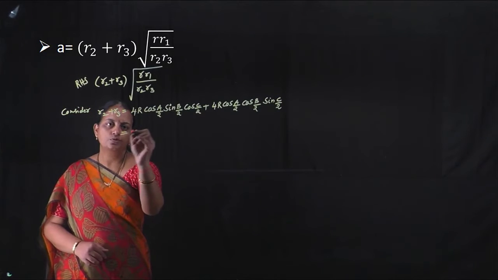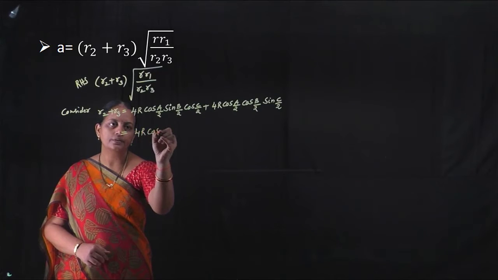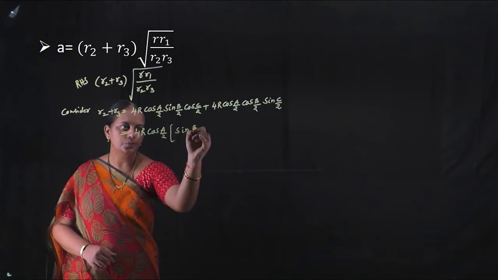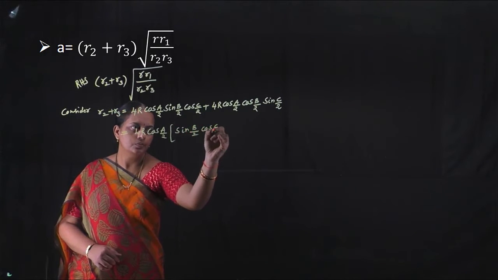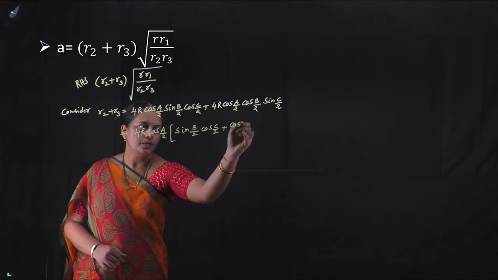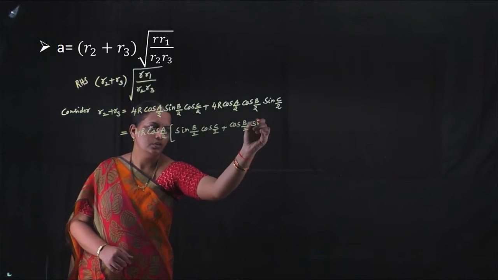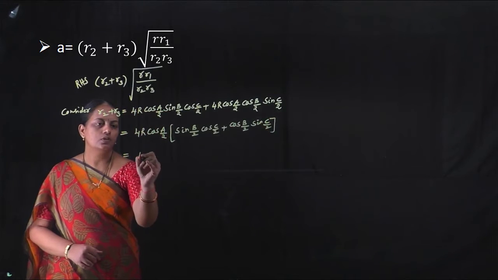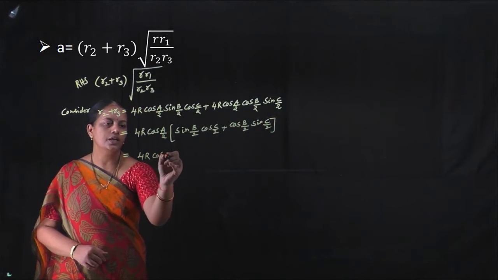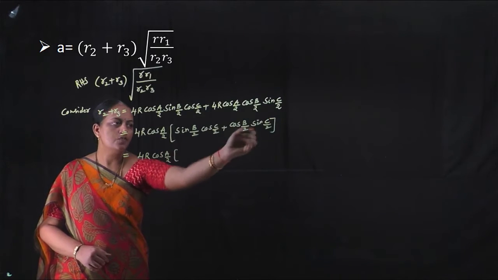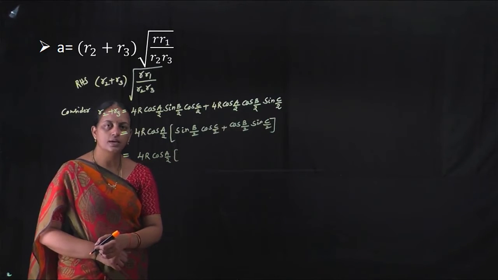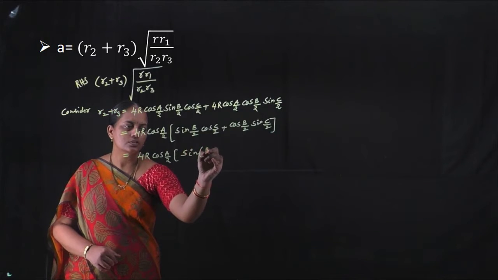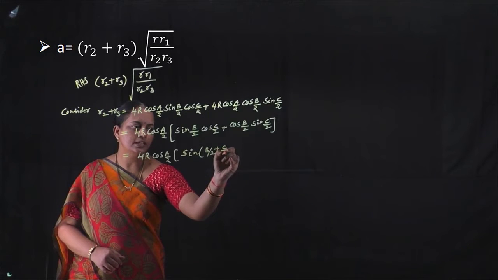So, by taking 4R cos A by 2 as common, we get 4R cos A by 2 into (sin B by 2 cos C by 2 plus cos B by 2 sin C by 2). Okay. This is equal to 4R cos A by 2 into, it is in the form of sin A cos B plus cos A sin B. That means sin of (A plus B), which means sin of (B by 2 plus C by 2).